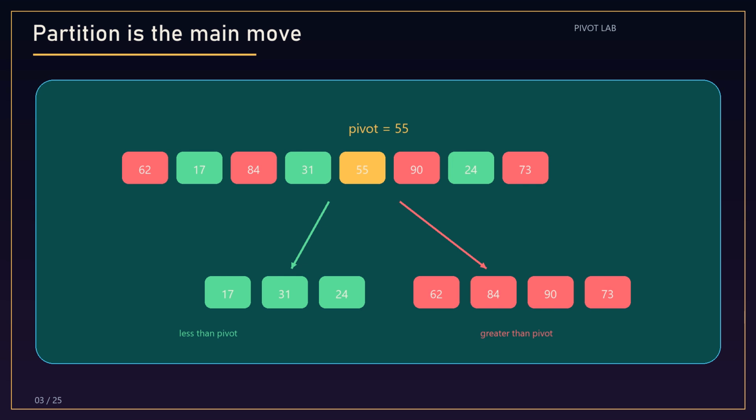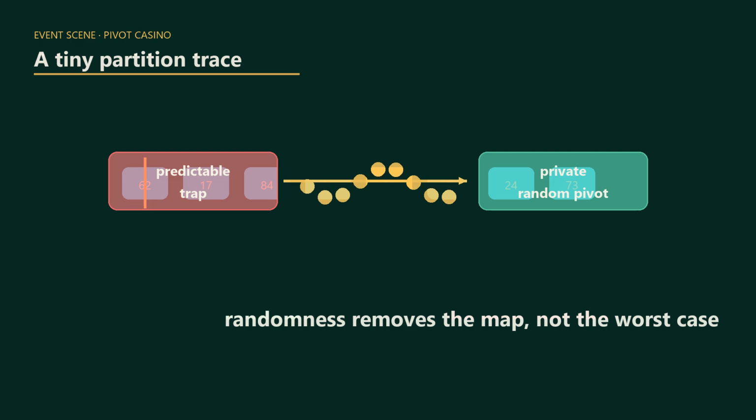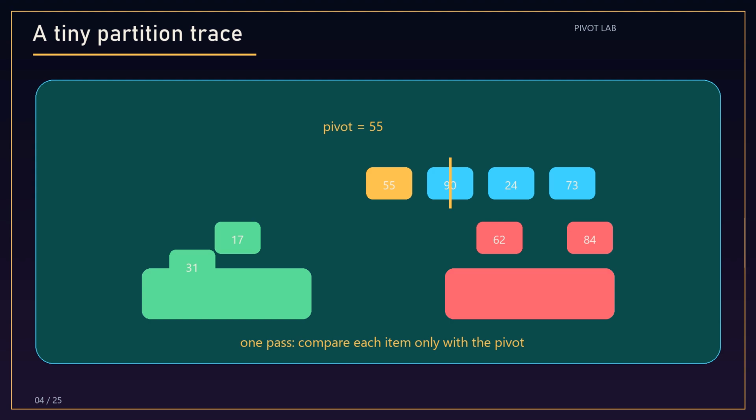Important caveat: if there are many equal keys, a simple two-way split can waste work, so production quicksorts often use three-way partitioning or duplicate guards. Here is the move in slow motion. We do not compare every item with every other item. We compare each item to the pivot and send it through one of two gates. This single pass is why each partition level costs about n work, even before the recursive calls begin.